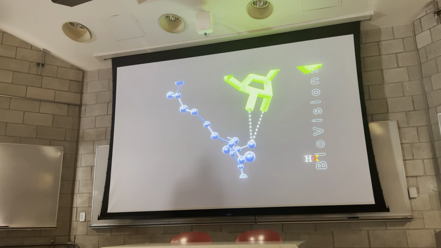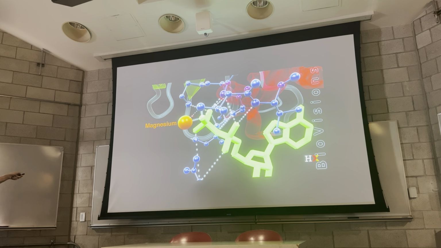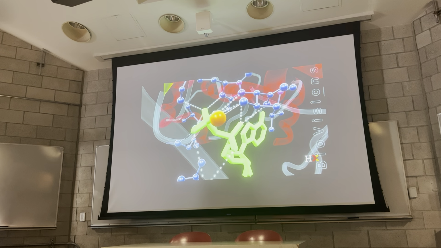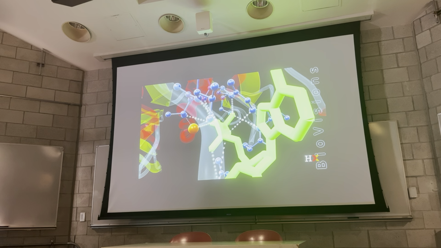And it's not surprising that there are many of them. There's a magnesium ion, that's part of the mechanism. You guys know about metal ion catalysis, so that should make immediate sense to you what that is doing there.